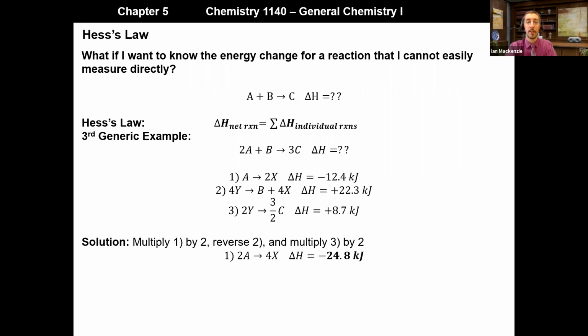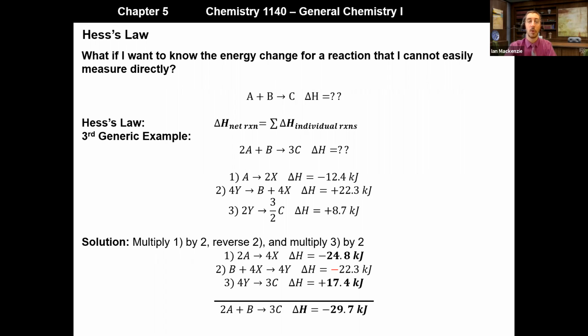If I do that, that changes equation 1 and changes the enthalpy. For equation 2, it simply changes the sign of the enthalpy, and for equation 3, that changes the magnitude of the enthalpy. I add all of those together now. I have 2A plus B plus 4X plus 4Y. But then on the product side, I have 4X plus 4Y plus 4C. Well, the 4X's cancel because they're on opposite sides. The 4Y's cancel because they're on opposite sides. And I'm left just with the desired equation, 2A plus B goes to 3C. And I can simply sum now my enthalpy values. And I come out with negative 29.7 kilojoules.